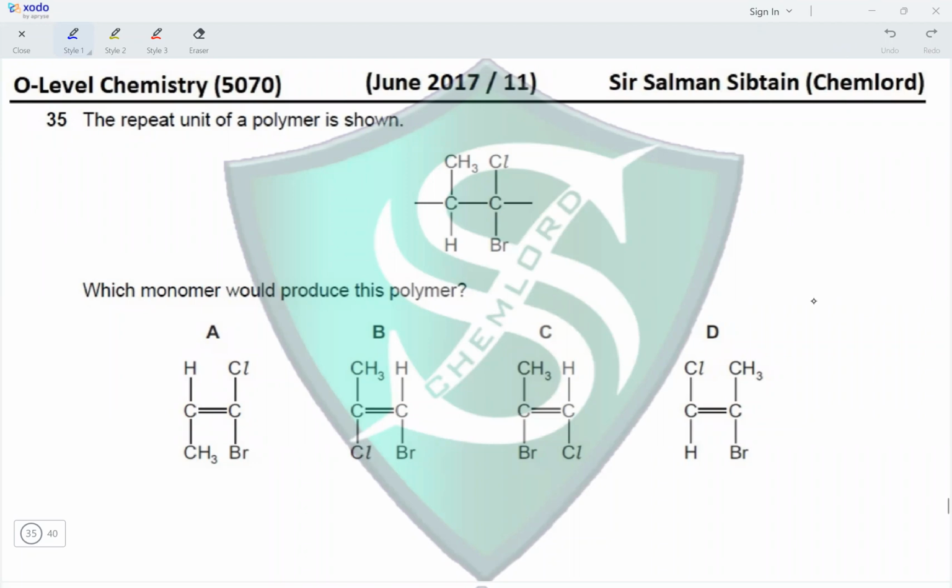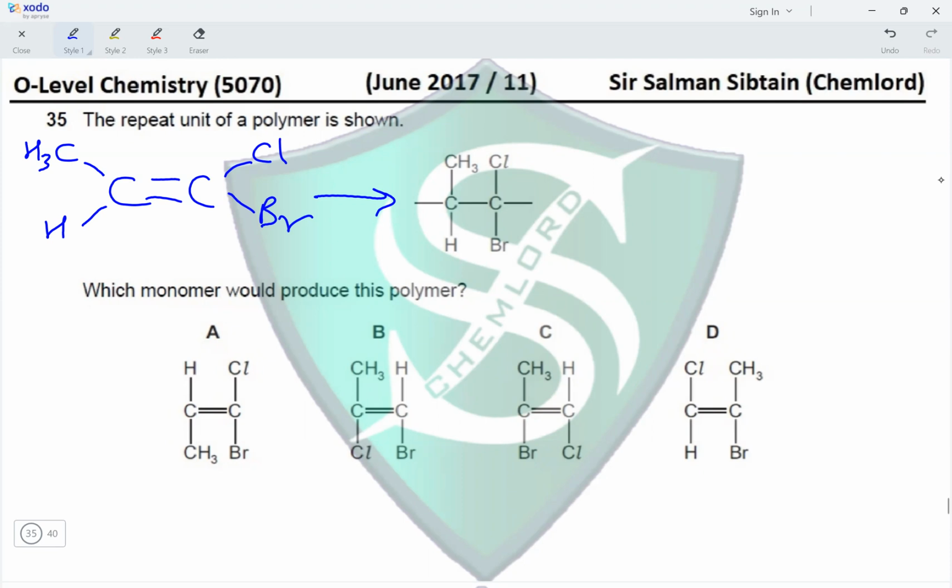Question 35. The repeat unit of a polymer is shown, and this repeat unit has a carbon-carbon single bond present. Which monomer would produce this polymer? So since this is an addition polymer, we can come up with the monomer by introducing a double bond between the two carbon atoms present. On one of the carbon atoms, we have a CH3 group and a hydrogen atom. On the other one, we have a chlorine atom and a bromine atom. So this is the monomer for the repeat unit given in this question.